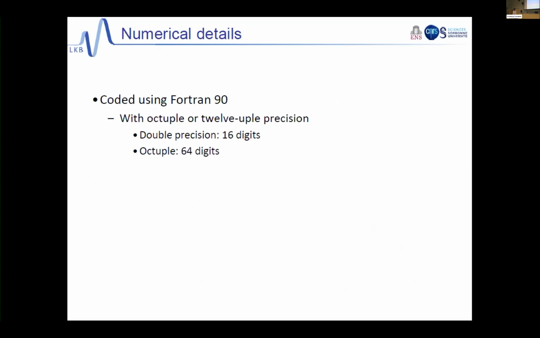So some numerical details, we coded it using Fortran 90. We did it with octuple or 12-uple precision. Just to compare, double precision means that the computer stores floating point numbers with 16 digits. Octuple precision means 64 digits. And we used 12-uple precision just to control for the accuracy of the octuple precision.